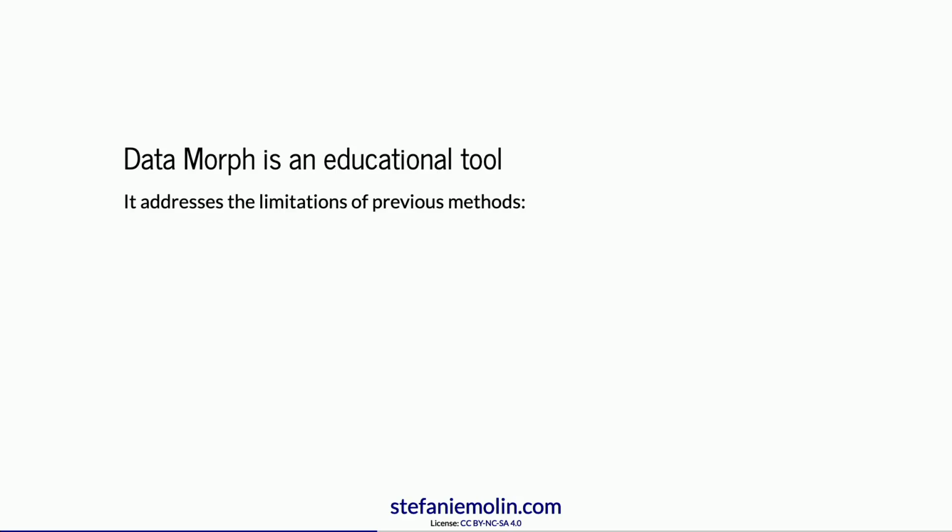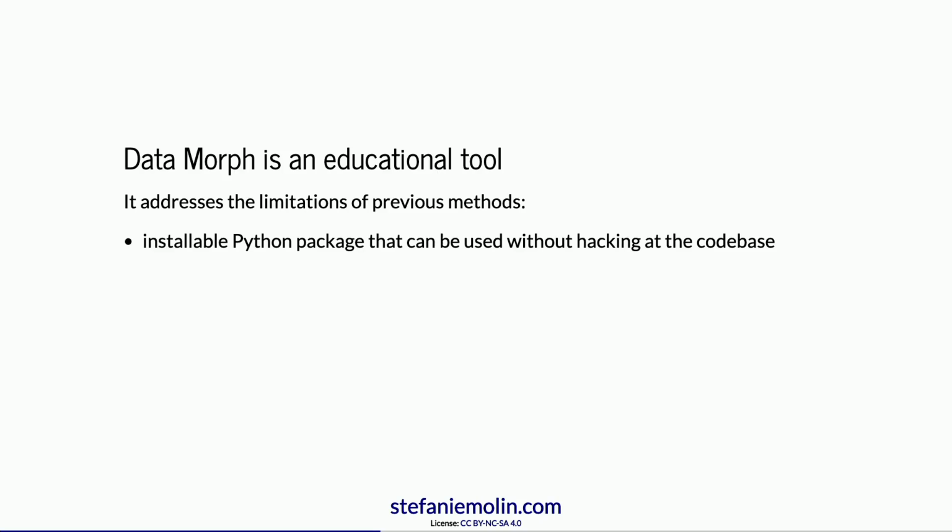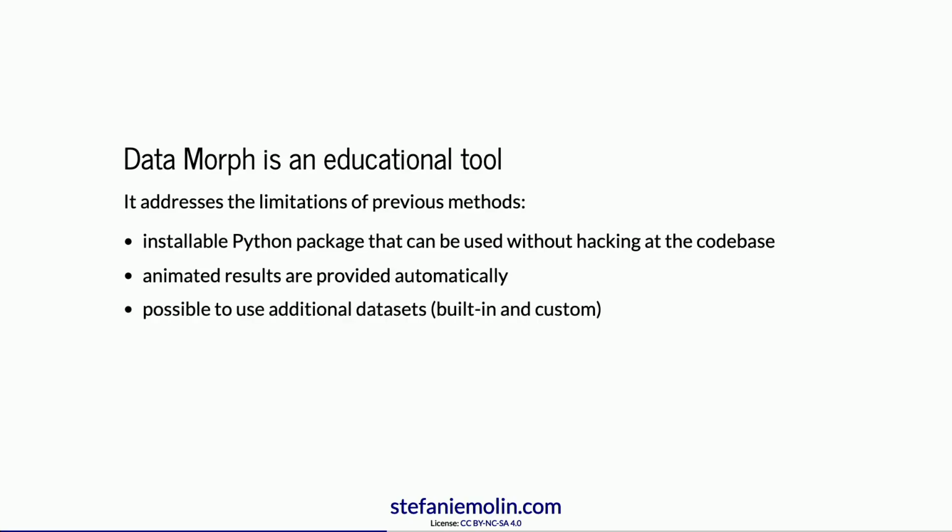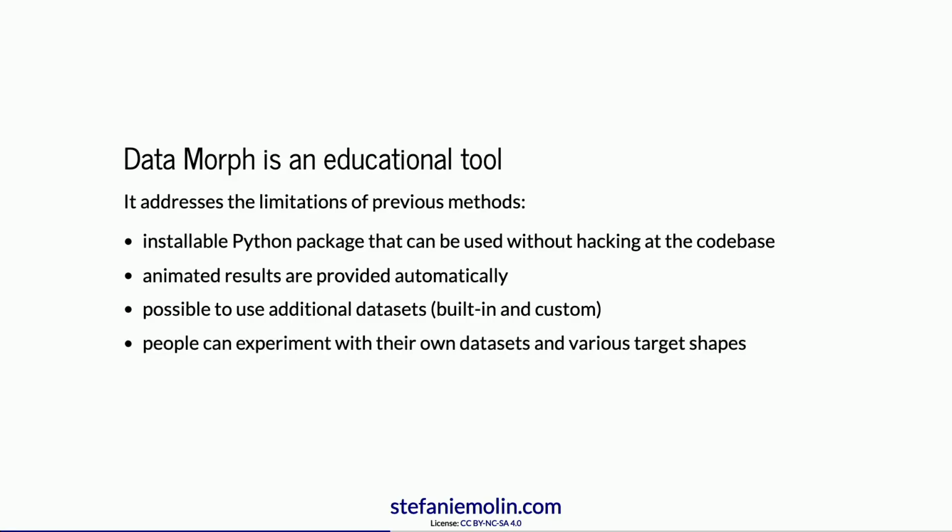So Data Morph is, as I mentioned, a tool that I built, and it extends the research from Autodesk. But I addressed several of the limitations of those previous methods I discussed. So first off, it's an installable Python package, so you don't have to hack at the researcher's code base. You get those animated results automatically when you use it. You can use your own data sets, like via CSV of points, or you can use additional built-in data sets, so it's not just the dinosaur. And then you can also experiment with various target shapes, and I'll show you examples of these later on.